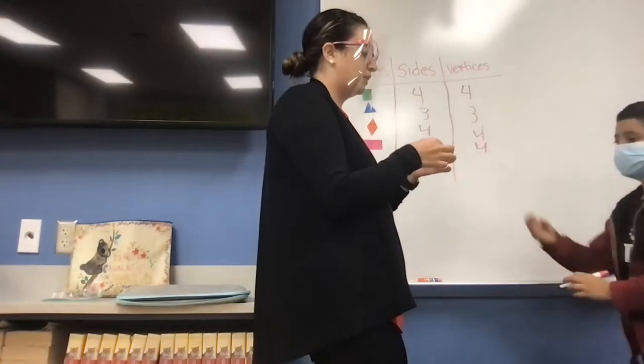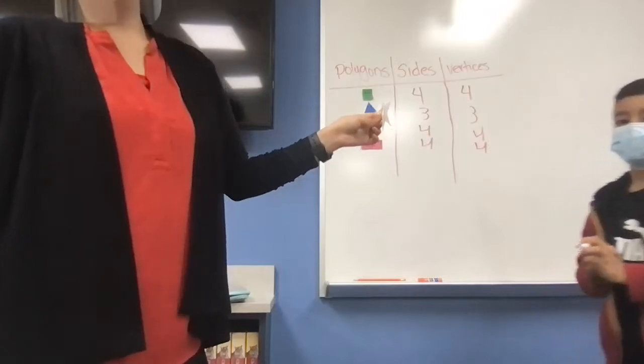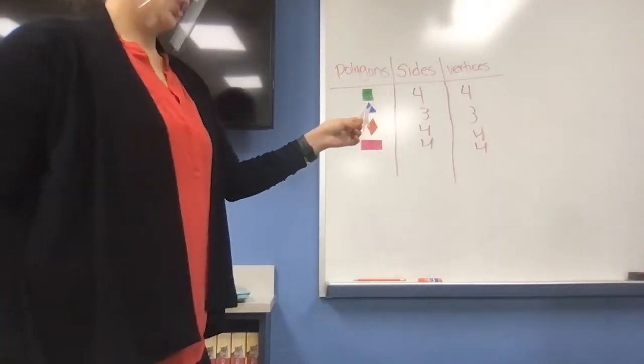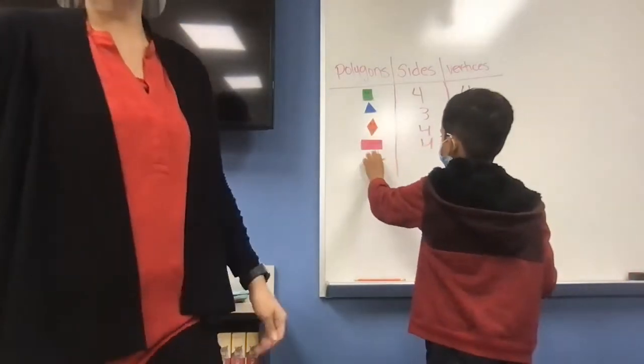This one's a little tough because there's a little more. What shape is this? What polygon is this? Star. A star? You're right. Now, put it on there. And I want you to tell me how many sides and vertices it has.